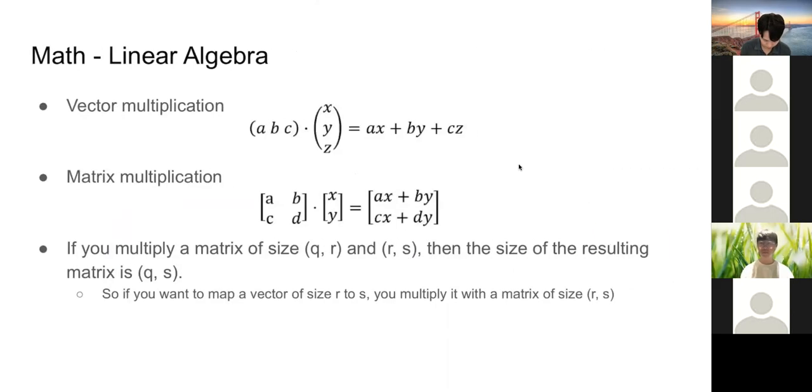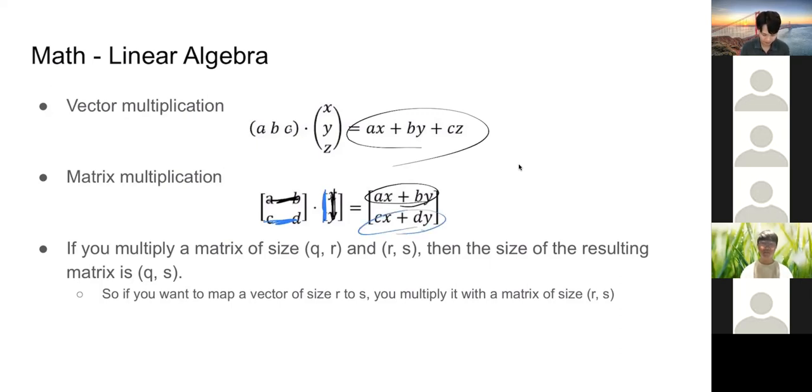Okay, going to the next one. We talked about linear algebra. When you're trying to multiply vectors, then x times a plus y times b plus z times c, that is ax plus by plus cz. And when you're doing matrix multiplication, this gets multiplied to here, and that goes here. And then this gets multiplied to this, and that goes here.